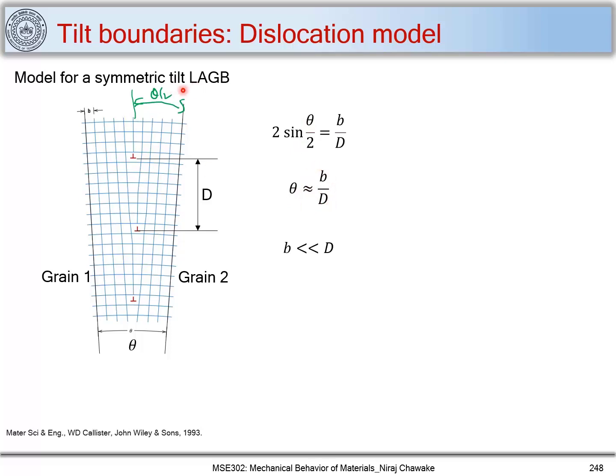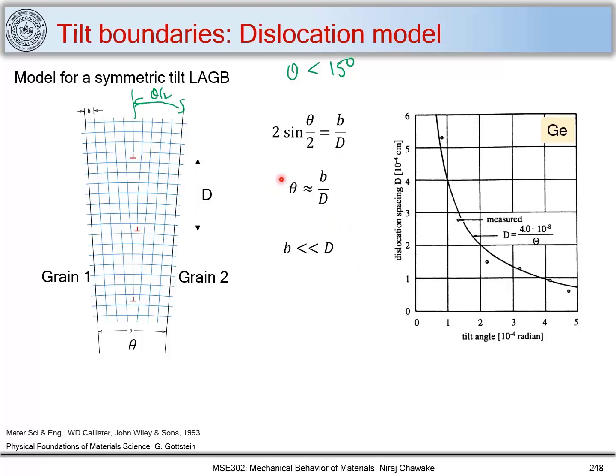So mind you, this is a low angle grain boundary, and we have defined low angle grain boundaries as, let us remember, theta less than 15 degrees. So you have this model for a symmetric tilt boundary using an array of edge dislocations or a stack of edge dislocations. Now what is an implication of this relation? You find that this is the dislocation spacing, which is d, versus tilt angle, that is theta, the angle of misalignment or misorientation angle.